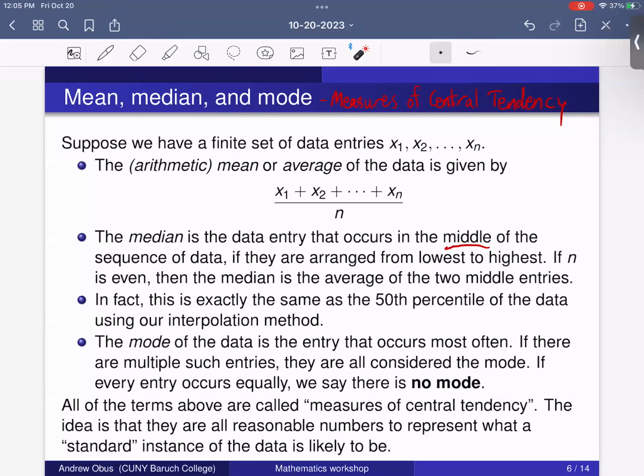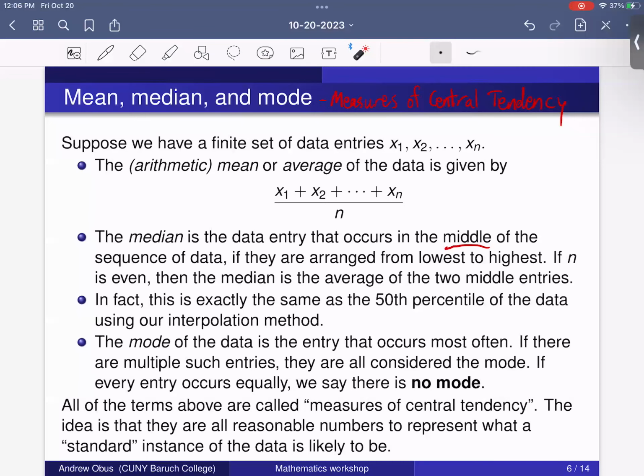And so all of these terms are what's called measures of central tendency. And the idea is that they're all reasonable numbers that might represent what a standard instance of your data is likely to be. So if you're measuring the heights of people, then a standard measurement might be 5.5 feet or 150 centimeters, something like this. Whereas, even though people will vary around that, a standard measurement would not be 8 feet or 220 centimeters.